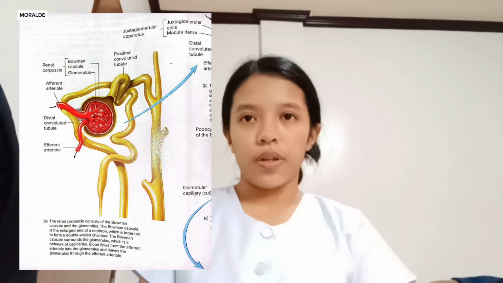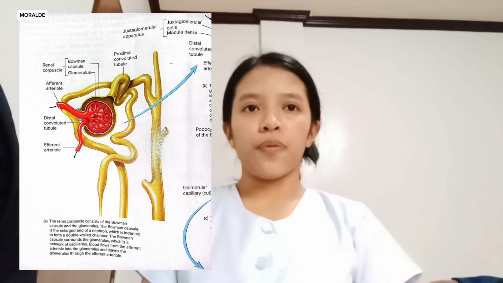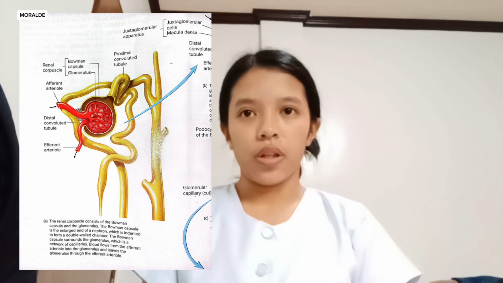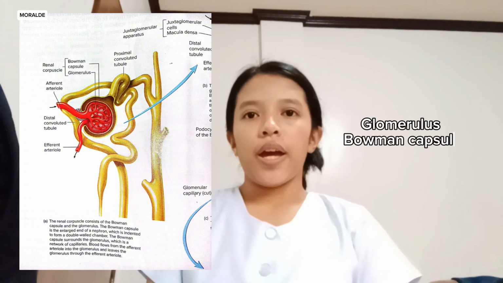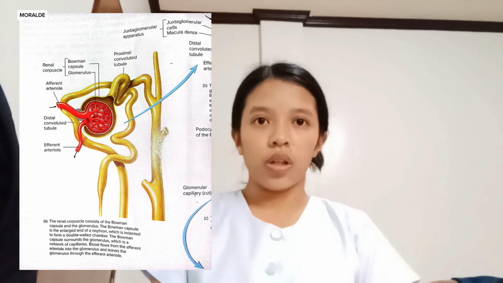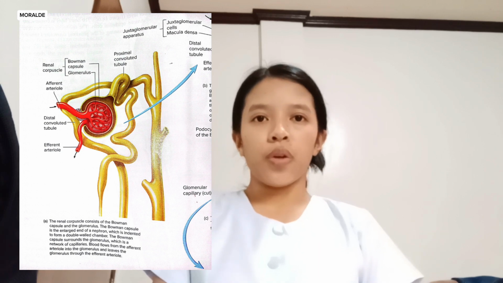The renal corpuscle. The filtration portion of the nephron is housed in the renal corpuscle. The renal corpuscle consists of one glomerulus and the Bowman capsule. The glomerulus is a network of capillaries twisted around each other. The Bowman capsule is an indented double-walled chamber surrounding the glomerulus. Together, these structures make up the filtration membrane.